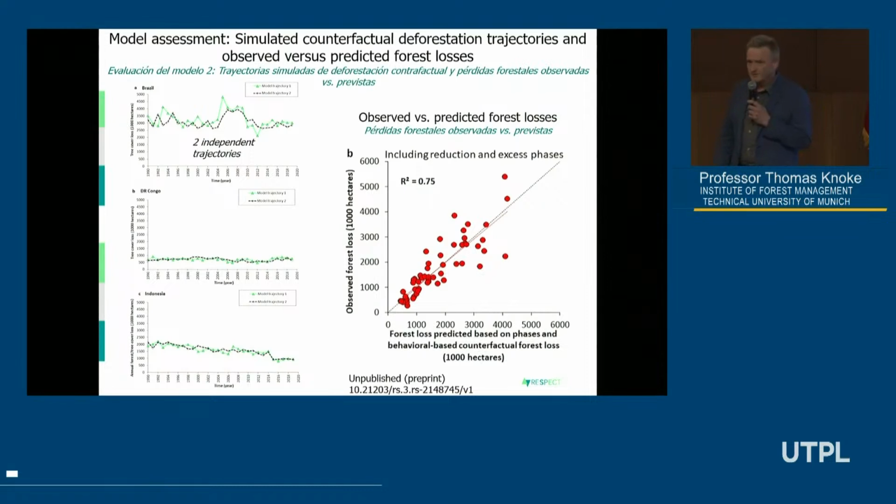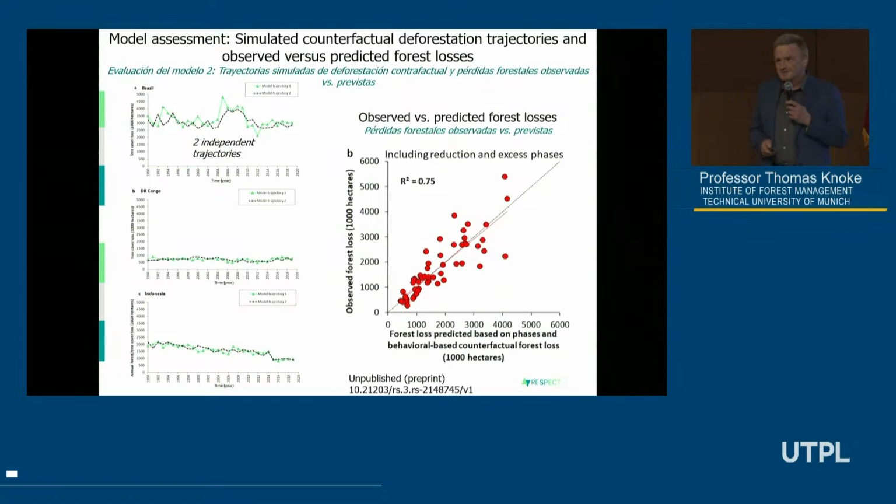So first of all, how does the model work? We developed the model on the basis of Brazil, Congo, and Indonesia. They account for 45% of the world's deforestation. We see that the model is robust. Two independent model runs give consistent results. And when we compare predicted and observed deforestation using a statistical model, we get quite satisfactory results with 75%. A poor economist is happy about 75%. That is, for us, good.